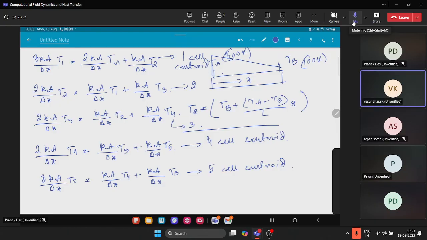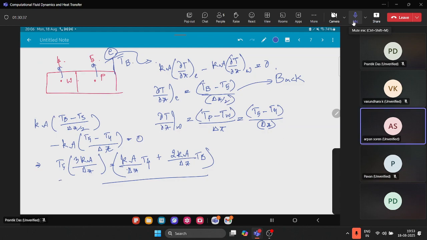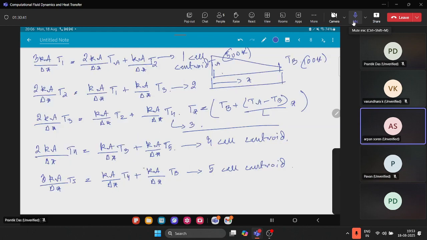Yes, sir. In the last equation, I think it is 2k. In the last TB1, the TB one should be 3, right? This is 3k by delta x multiplied by 2 TB. Yes, TB. This is 2 TB, sorry.